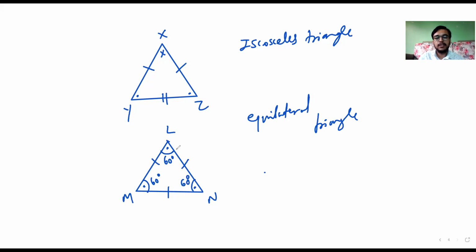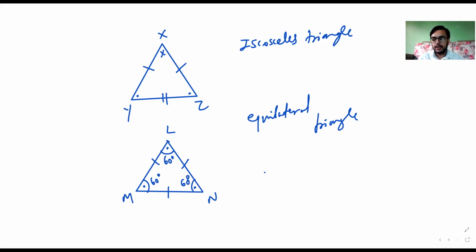Why? Because the sum of all angles of a triangle is 180 degrees. The sum of all angles of a triangle is 180 degrees, and in an equilateral triangle, all angles are equal. Therefore, it is 60, 60, 60. 60 plus 60 is 120, 120 plus 60 is 180.